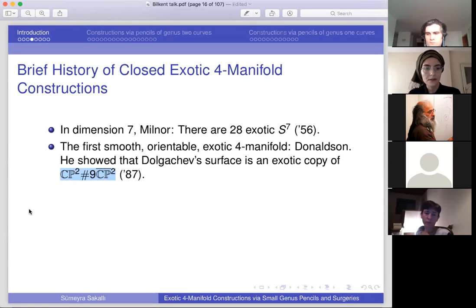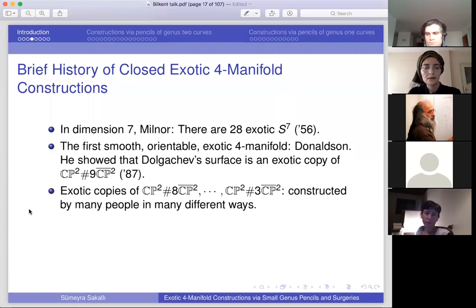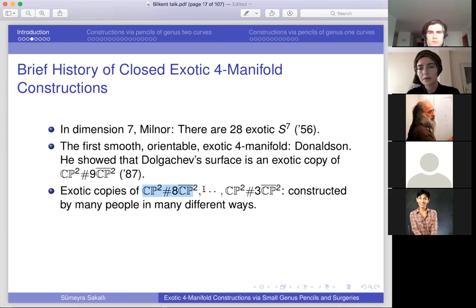And it was in 87. And after Donaldson, so many other constructions have been made. In the literature, there are many other exotic four manifold constructions, exotic copies of CP2 blown up at 8 points, going down to 3 points. And these are constructed by many people in many different ways.